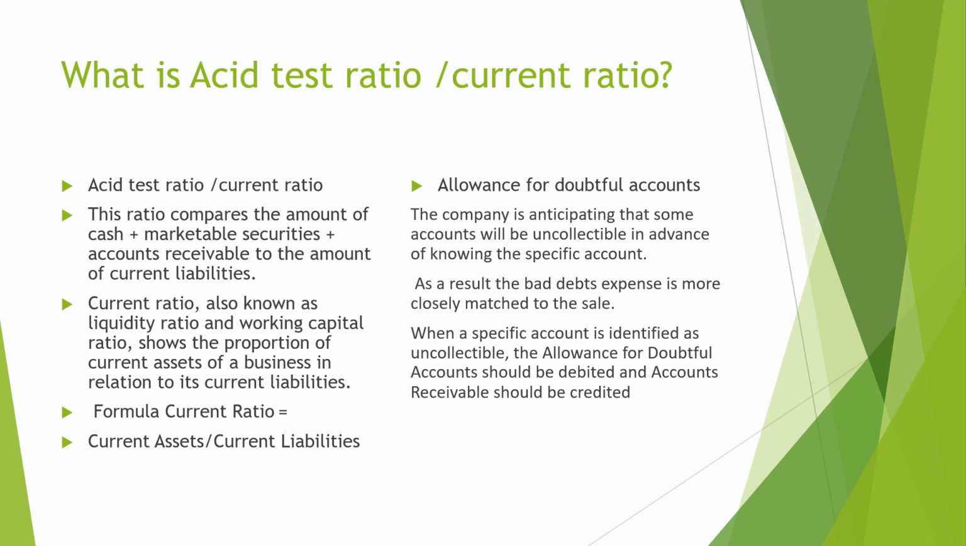Next question, allowance for doubtful accounts. My dear friend, we all know we are selling goods on credit, not only on cash. But when we have sold goods on credit, some of the parties may not pay the amount. So for that, we are creating a reserve, or making an allowance or provision for bad debts. That is called allowance for doubtful accounts.